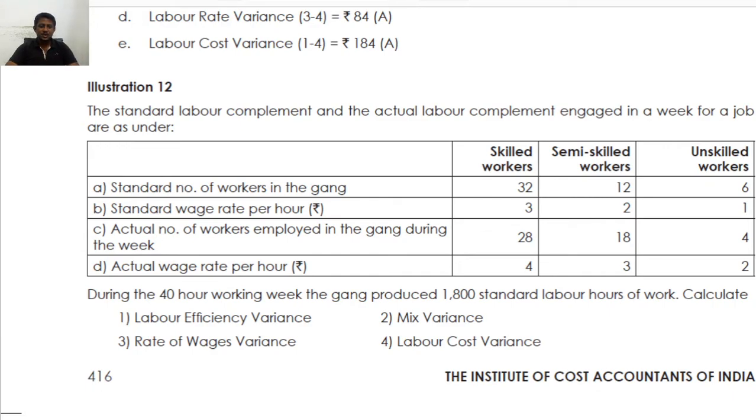And also the actual number of workers employed in the gang during the week is given: 28 skilled workers, 18 semi-skilled, and 4 unskilled. The actual wage rate per hour is 4 rupees, 3 rupees, and 2 rupees. Okay, so continuing the question, they give the 40-hour working week.